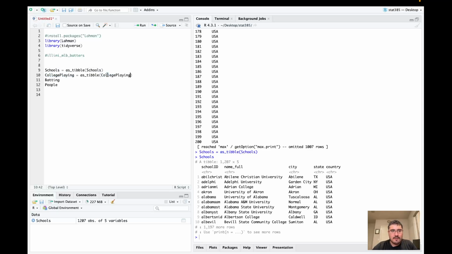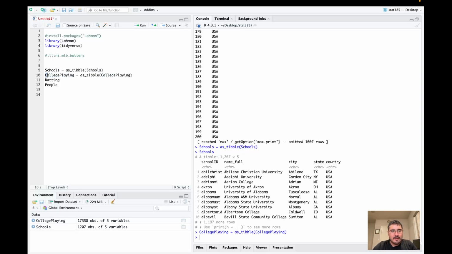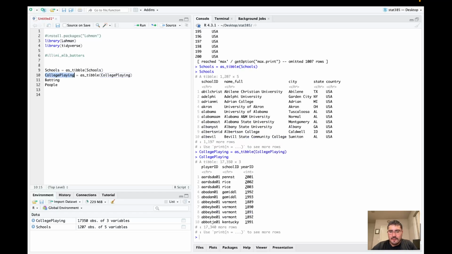Okay, college playing. So we have player IDs for college players. You can see that they go back pretty far, this is 1889. And then you can see a school ID, and a name of the school. So you can see how these things can fit together, because there's a school ID here and a school ID here. Great. That'll be useful.